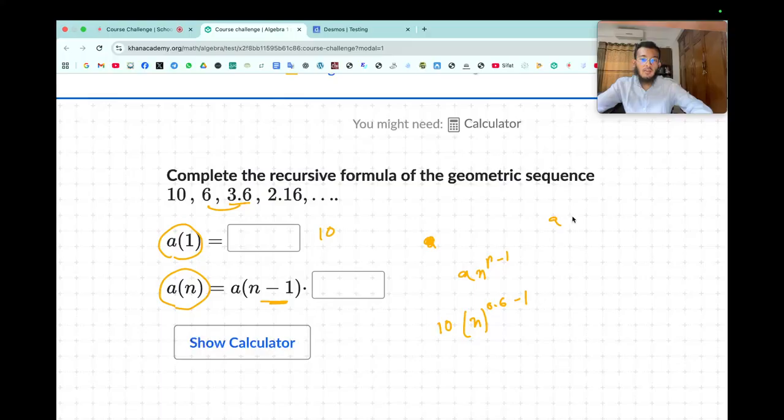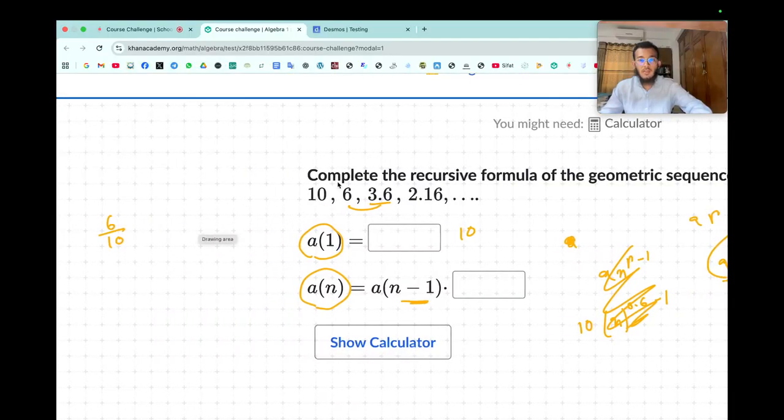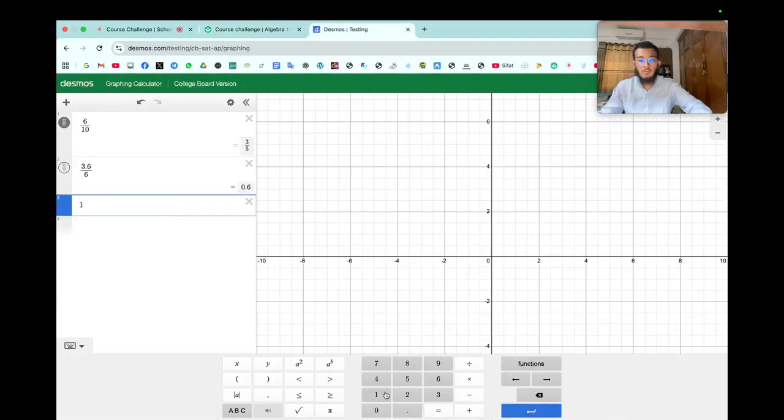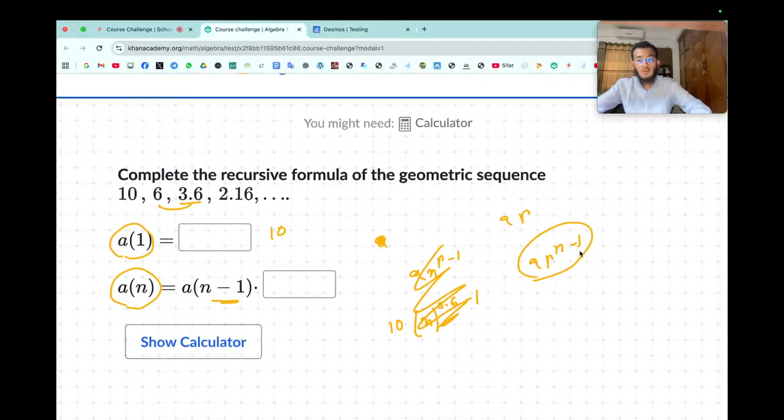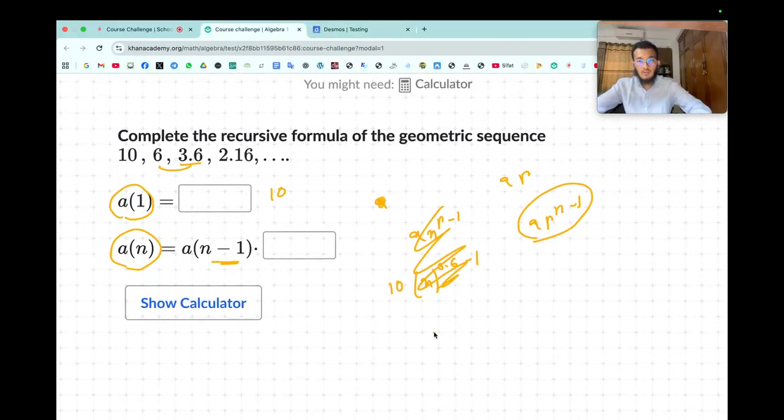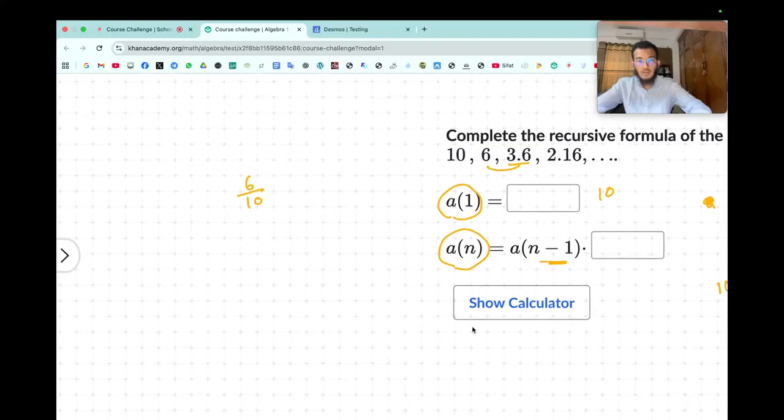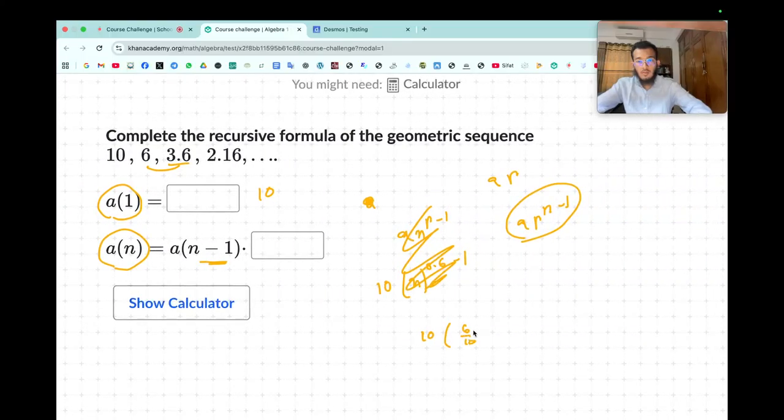So first term is a, second term is ar, and then we have ar to the power n minus 1. Yep, this is the correct one. So the first term is 10, then we have the common ratio, multiply that, 6 by 10, and then 6 by 10 squared. For the third term, it gets squared. For the fourth term, it would be power of 3. So a r to the power n minus 1, right? So a is 10 and r is 6 by 10 to the power n minus 1.